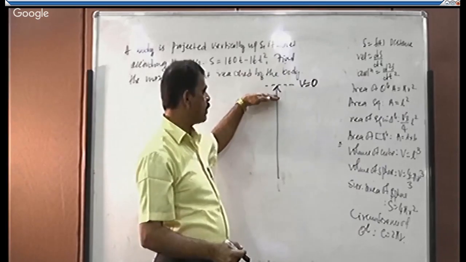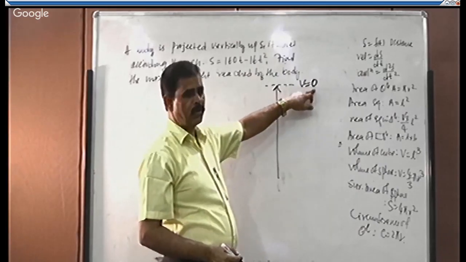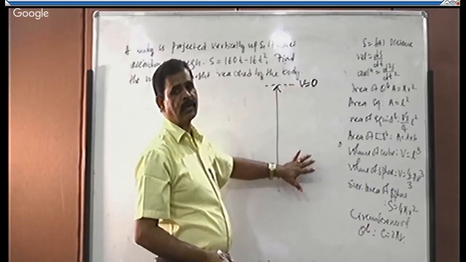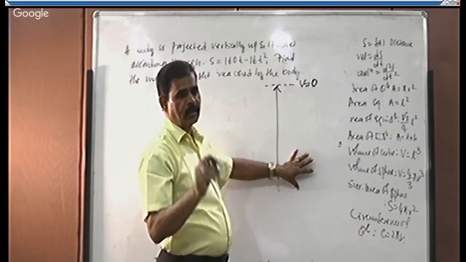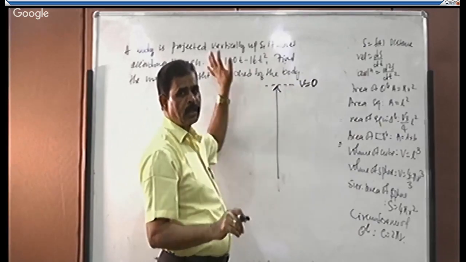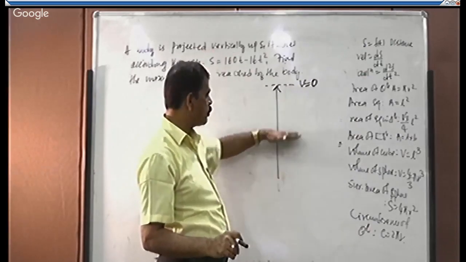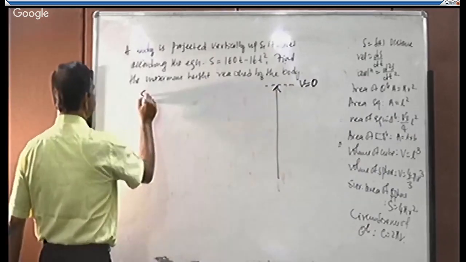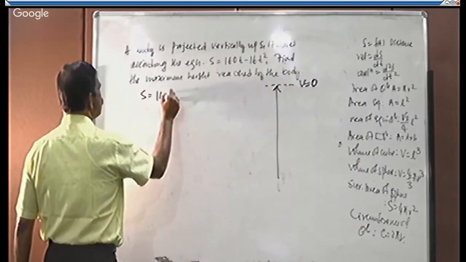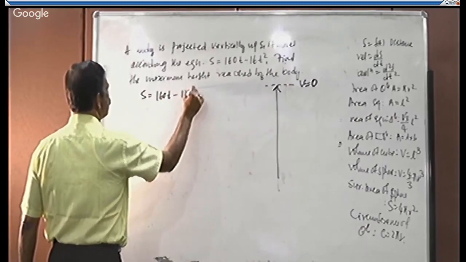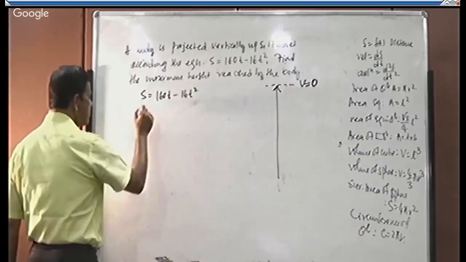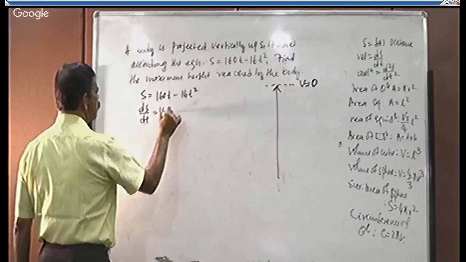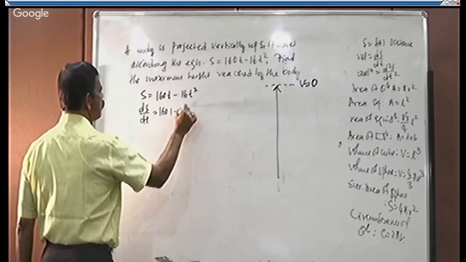Right? At the maximum height, velocity is 0. To become velocity 0, how long will it take? That we have to find out first. That particular time is substituted in S, which gives you the maximum height traveled. Okay, so take S equal to 160t minus 16t square. Differentiate it. ds by dt is equal to 160 into 1 minus 32t.